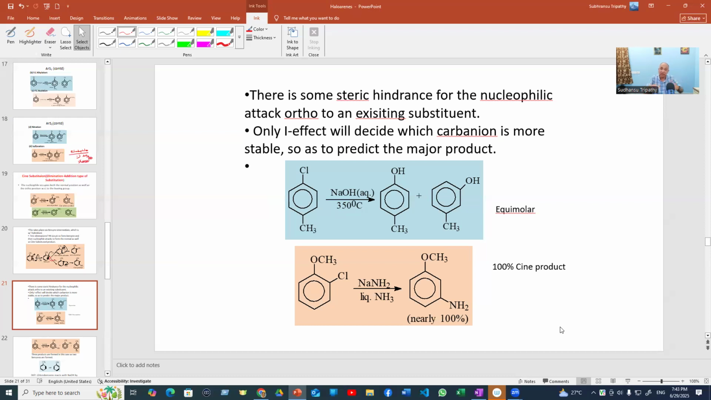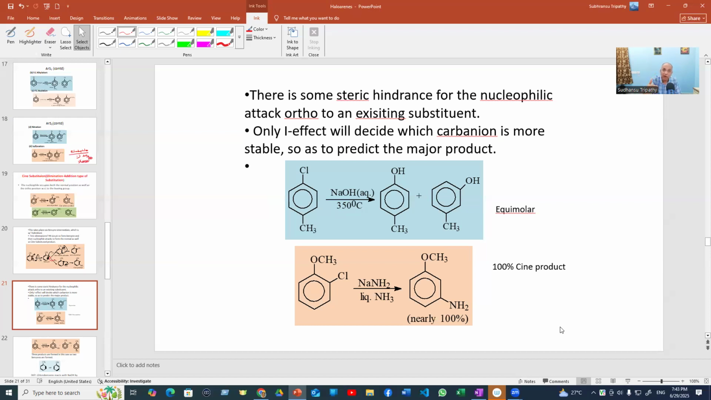You will be astonished. Sign was himself astonished when he took 1-chloro-2-methoxybenzene and treated it with sodamide or potassium amide. Sodamide is the best choice, with liquid ammonia. You are substituting chloride with amide, and you are getting the product where the amino group NH2 is attached.